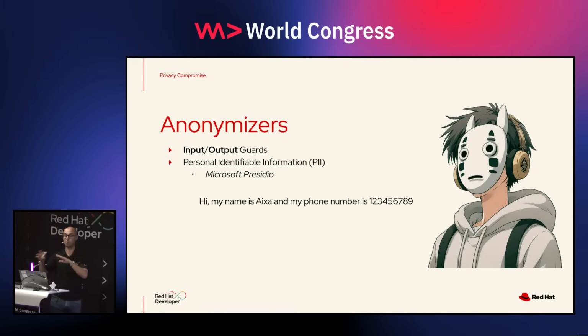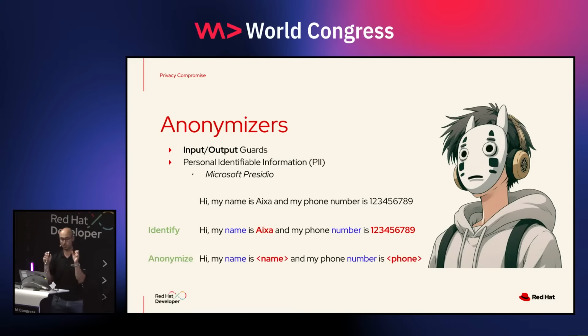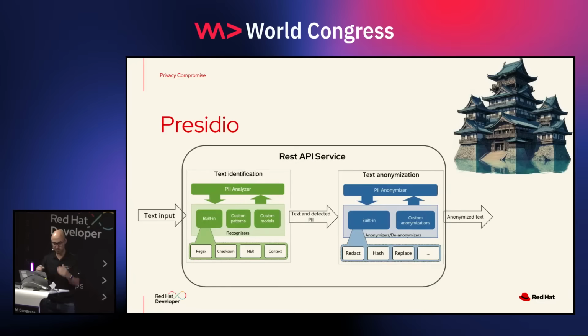I can just send to the model, hey, my name is Asha, and my phone number is this one. Then what I want is to anonymize this. And to anonymize this, first of all, Presidio identifies the entities that are sensitive. For example, Asha is the name, and 1, 2, 3, 4, 5, 6, 7, 8, 9 is the phone number. So it detects this and says, okay, I detected these entities, so what I'm going to do is replace. In this case, I'm replacing with name and phone. But you could replace with anything. For example, you can create a mask by masking only, I don't know, the last 6 numbers.